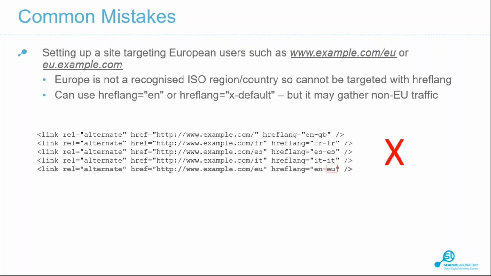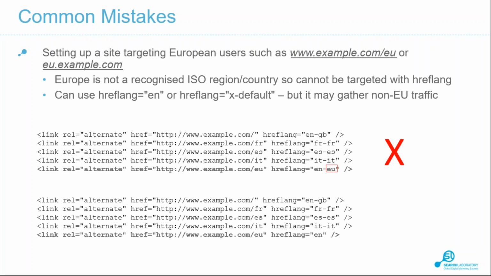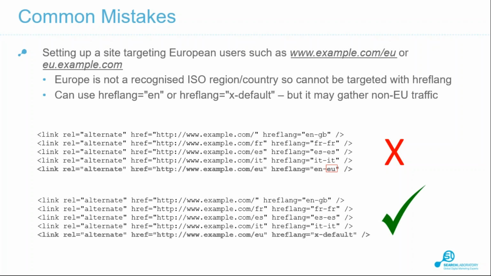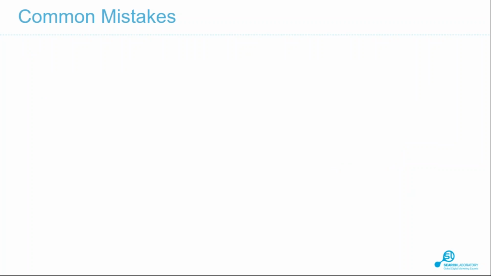This simply wouldn't be recognized. It's not valid hreflang code because EU is not a recognized country in terms of ISO codes. We could use hreflang EN. That would be fine. It would gather all of the English-speaking users, or x-default, which would gather all users globally who aren't satisfied by the previous codes that we've specified for UK, France, Spain, and Italy. So either of those approaches would work, but take into account the fact that it may gather non-EU traffic, which may not be desirable.